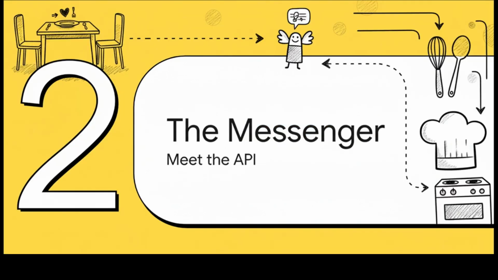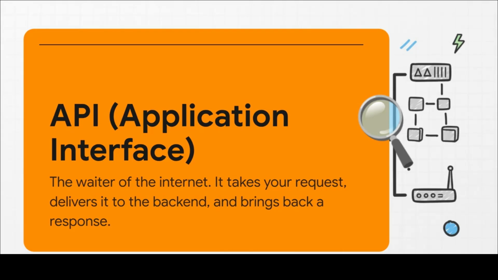So, the big question is, how does your order, that like you just tapped, get from your table all the way to the kitchen? It doesn't just teleport there, right? Nope, it needs a messenger. And that messenger is the API. That stands for Application Programming Interface. But let's just stick with API. In our restaurant, the API is the waiter.